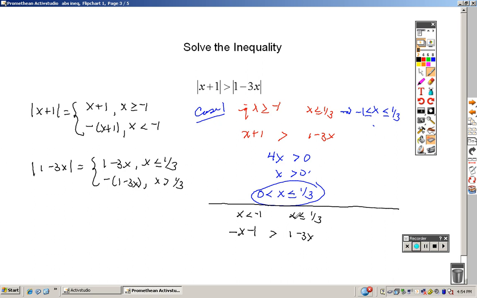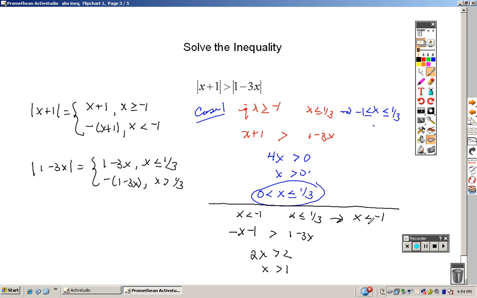Is it possible to have numbers that are less than negative 1 and at the same time less than 1/3? The answer is yes. All numbers less than negative 1 are also less than 1/3. So then this is worth solving to me. So I add the 3x, so I get 2x greater than 2. X is greater than 1.